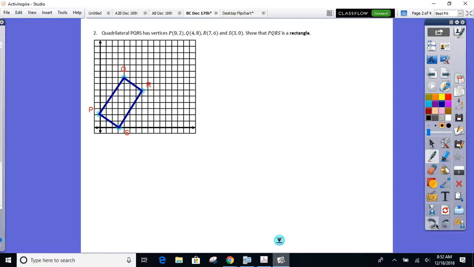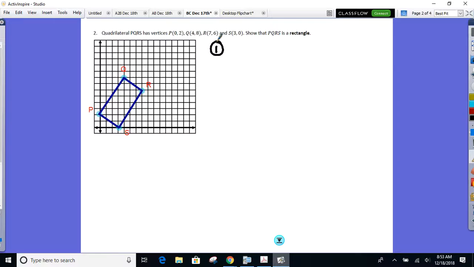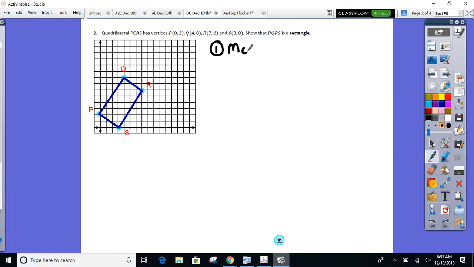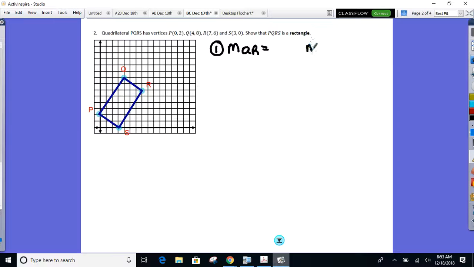So what I need you guys to do, and we're going to keep all of this organized. You don't need statements, reasons, but I need at least, here's number 1. Slope. What's the letter for slope again? M. So I need groups now to find the slope of QR. I need you to find the slope of all of them: RS, slope of QP, and the slope of, what am I missing, PS.